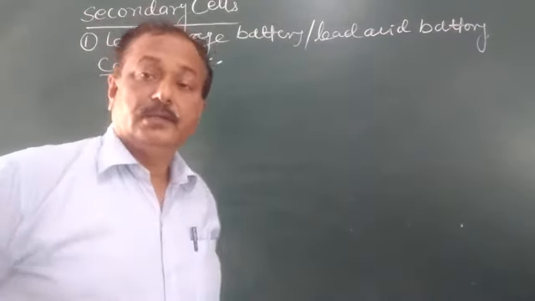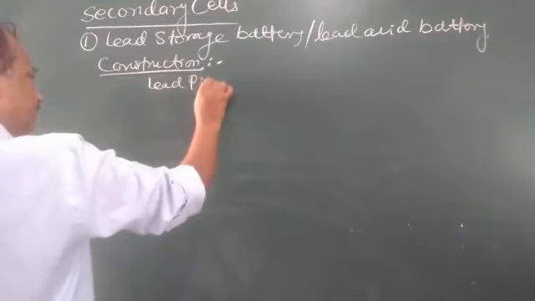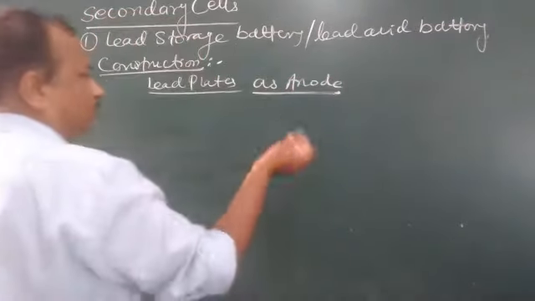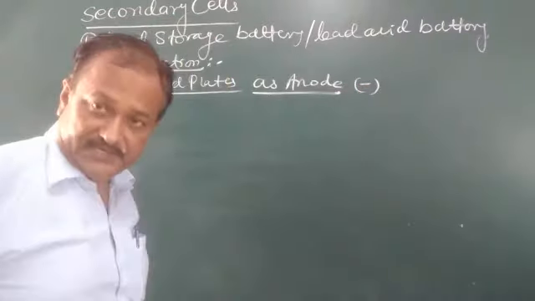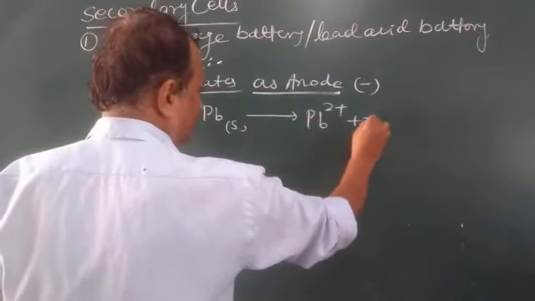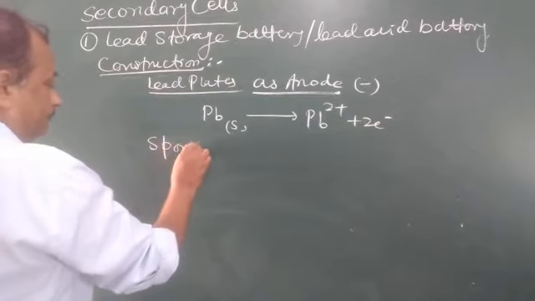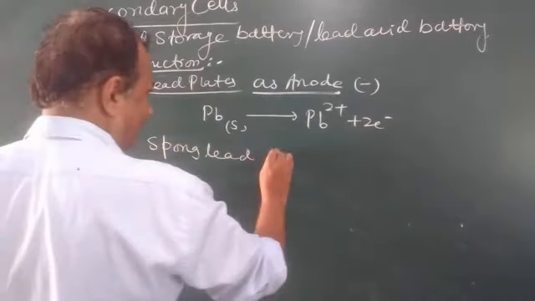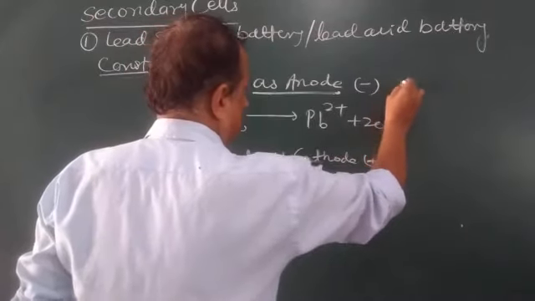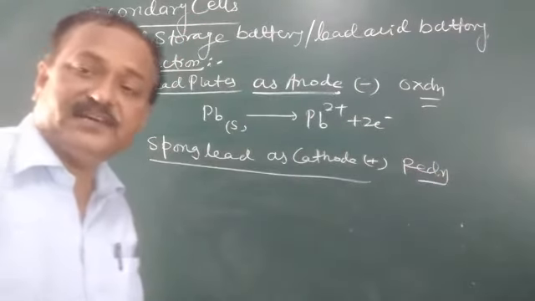Now see how. Lead plates as anode. So at the anode, it is negative, there is oxidation. Lead, Pb solid, undergoes oxidation and there is formation of lead ions. Then spongy lead as cathode, or plus. So here there is oxidation and here there is reduction. Oxidation and reduction take place.